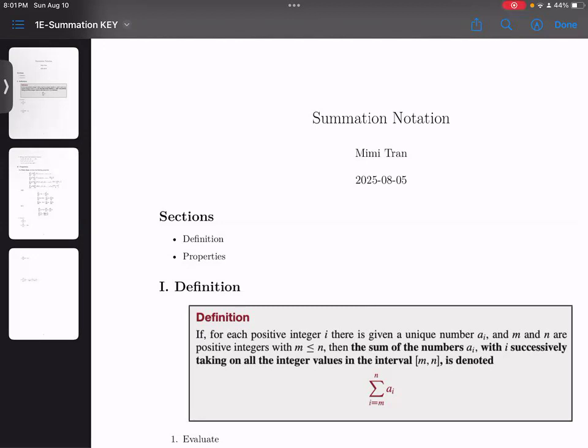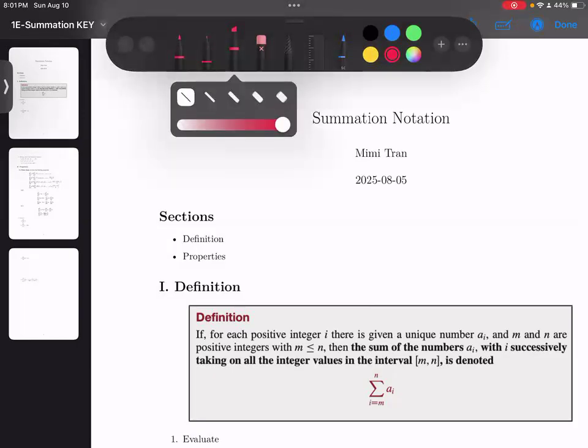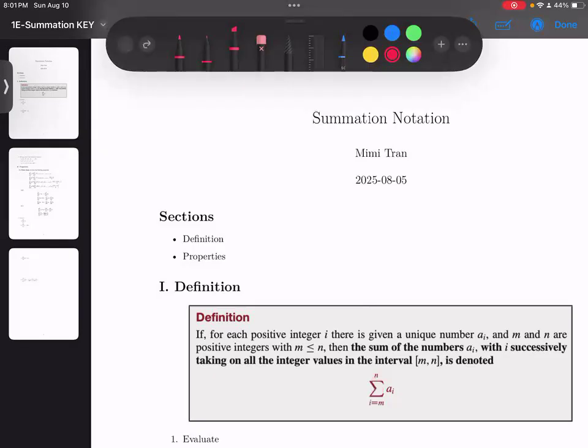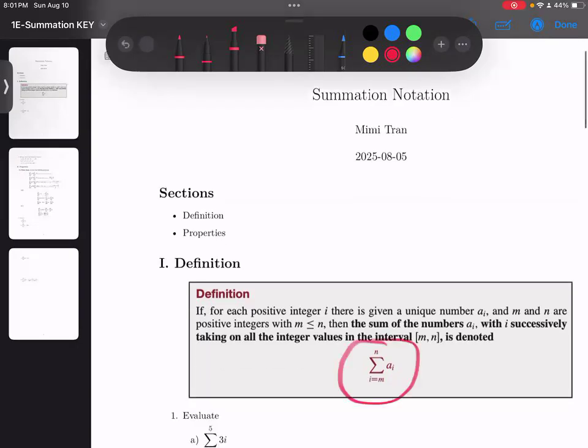that follow a pattern. So instead of writing the whole sum out, we use the Greek letter sigma, summation, as a shortcut. This right here. So the definition says, if we have a positive integer I and assign a value ai for each little I, and m and n are integers with m less than or equal to n, then the sum of ai from I equal m to I equal n is written as this, as you see here.